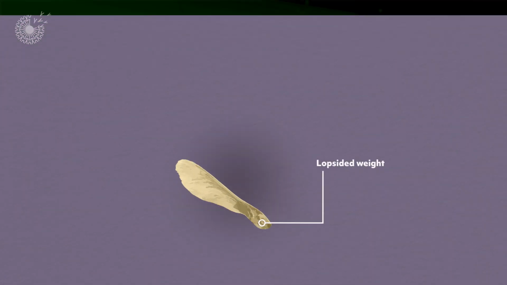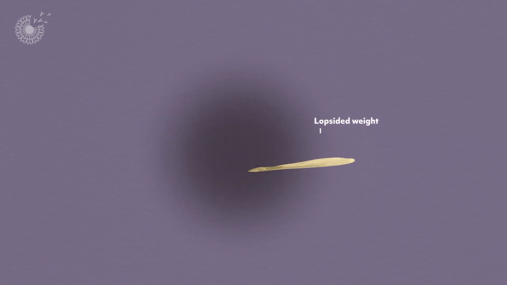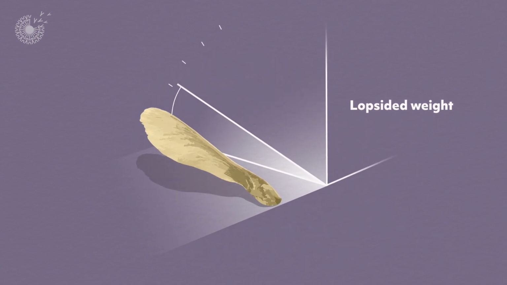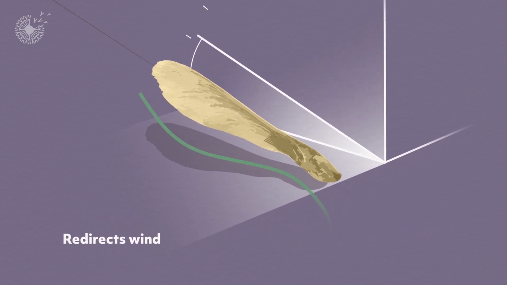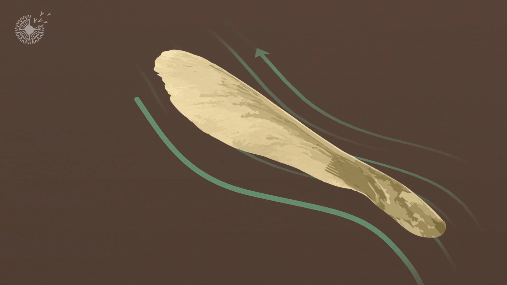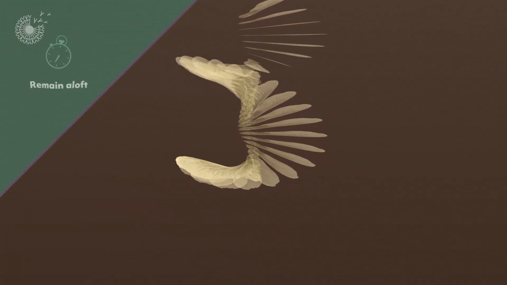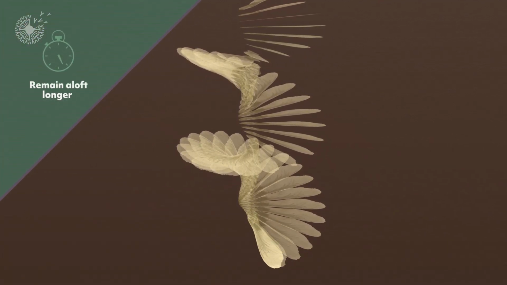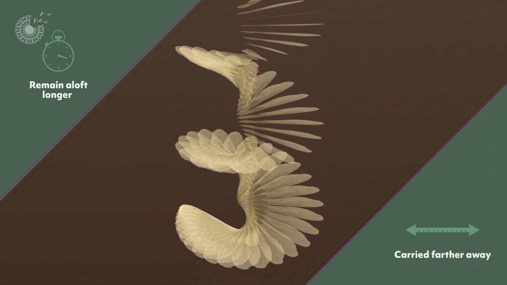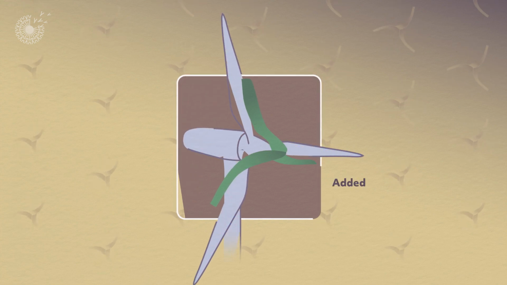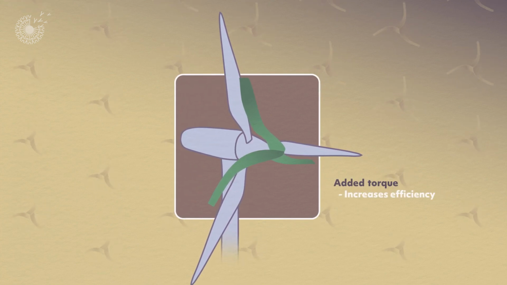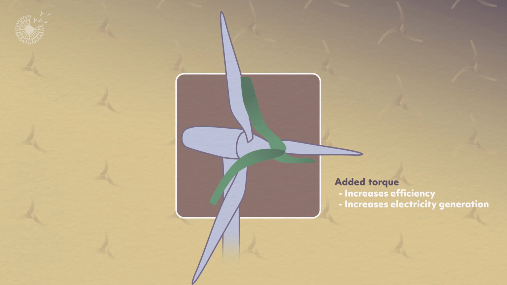The lopsided weight of a maple seed causes it to spin at a particular angle, which redirects the wind along the seed's slender length, accelerating flow towards the tip. This causes the seeds to swirl around a central point, allowing them to remain aloft longer, so they can be carried farther away by the wind. Those same principles give the turbines added torque, which increases their efficiency and electricity generating ability.